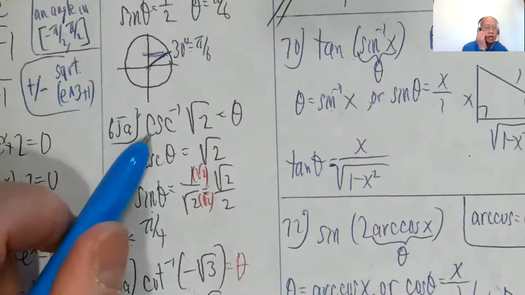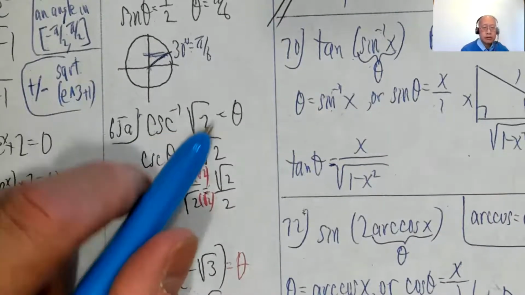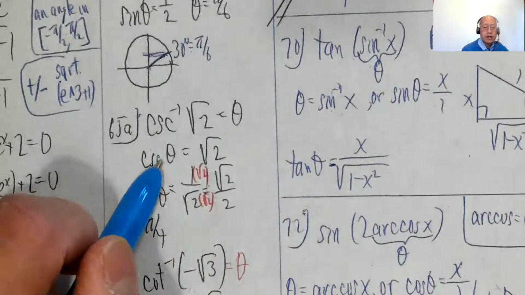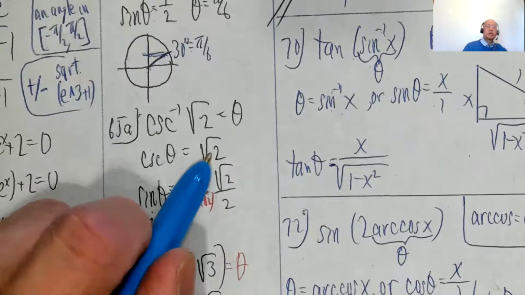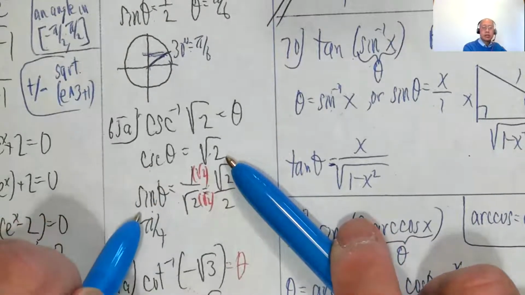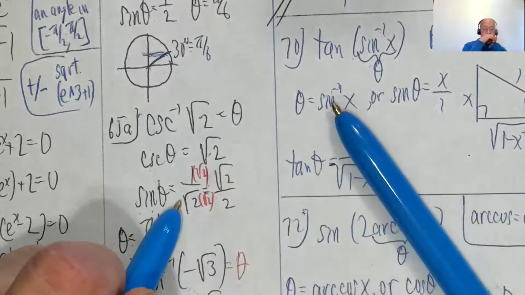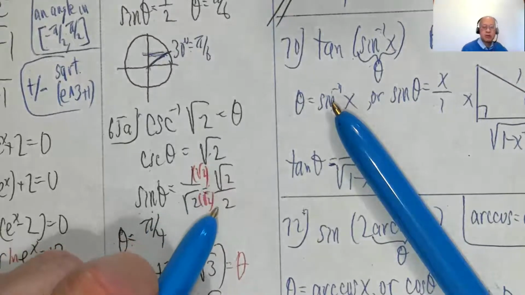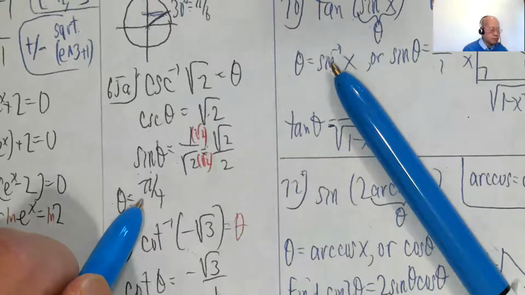Okay, 65a, inverse cosecant, radical 2, call it theta. Cosecant of theta is radical 2. Take the reciprocal of both sides. Reciprocal of this equals the reciprocal of this. Sine of theta is 1 over radical 2. 1 over radical 2 is radical 2 over 2. Sine of what nice angle is radical 2 over 2? Pi over 4.